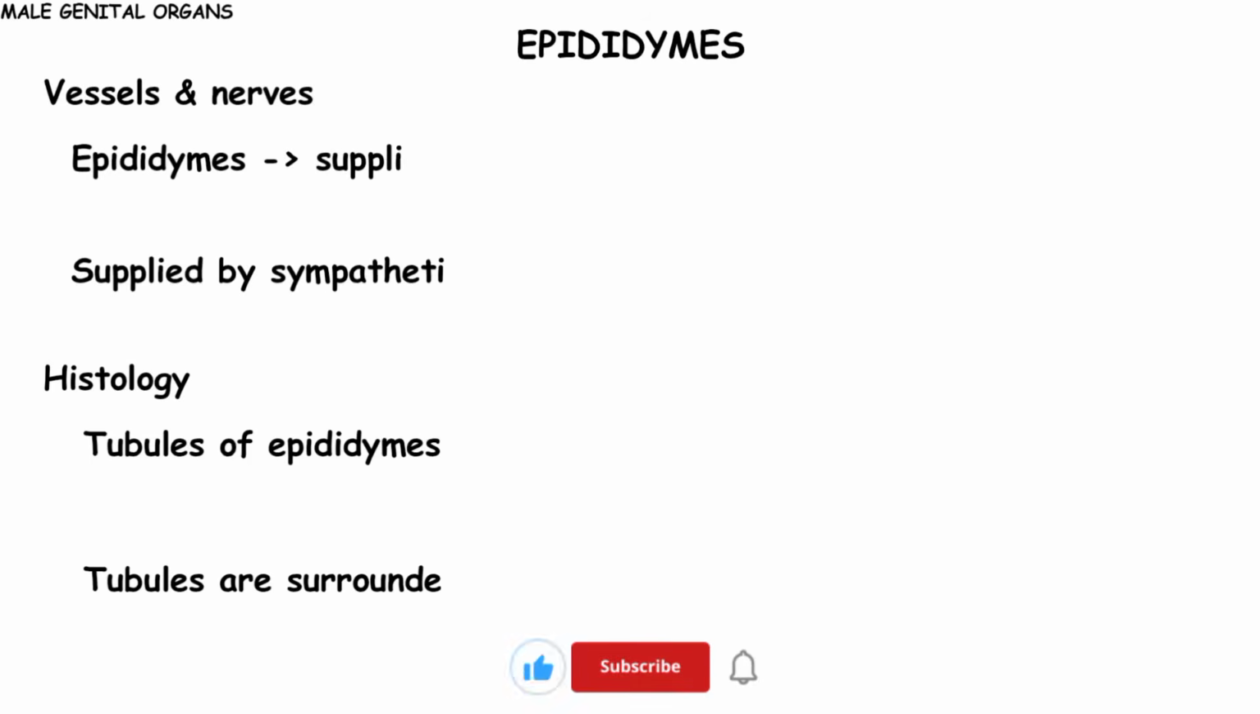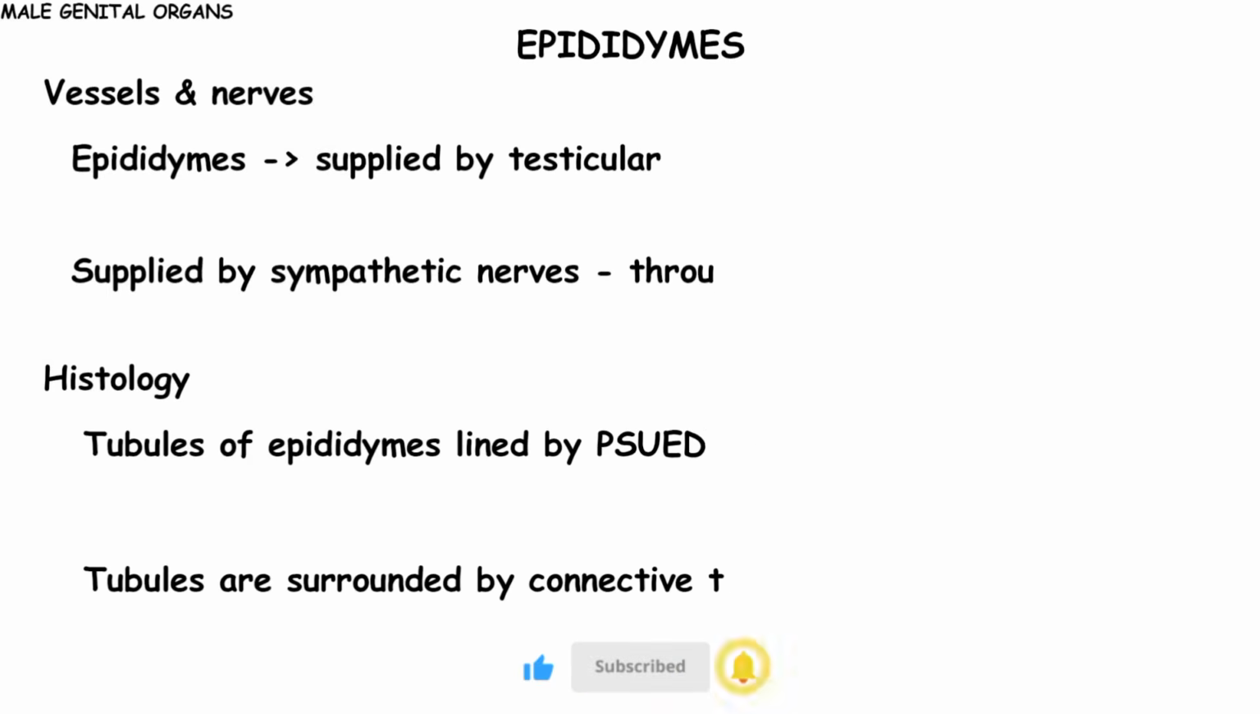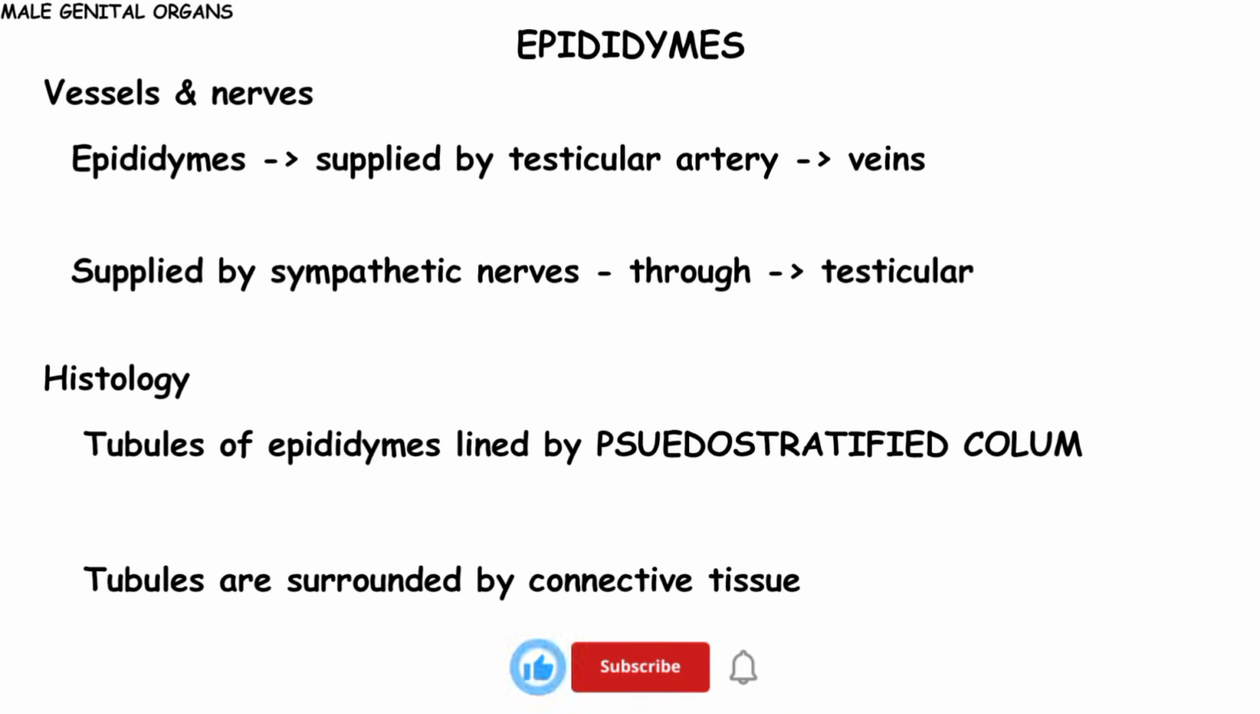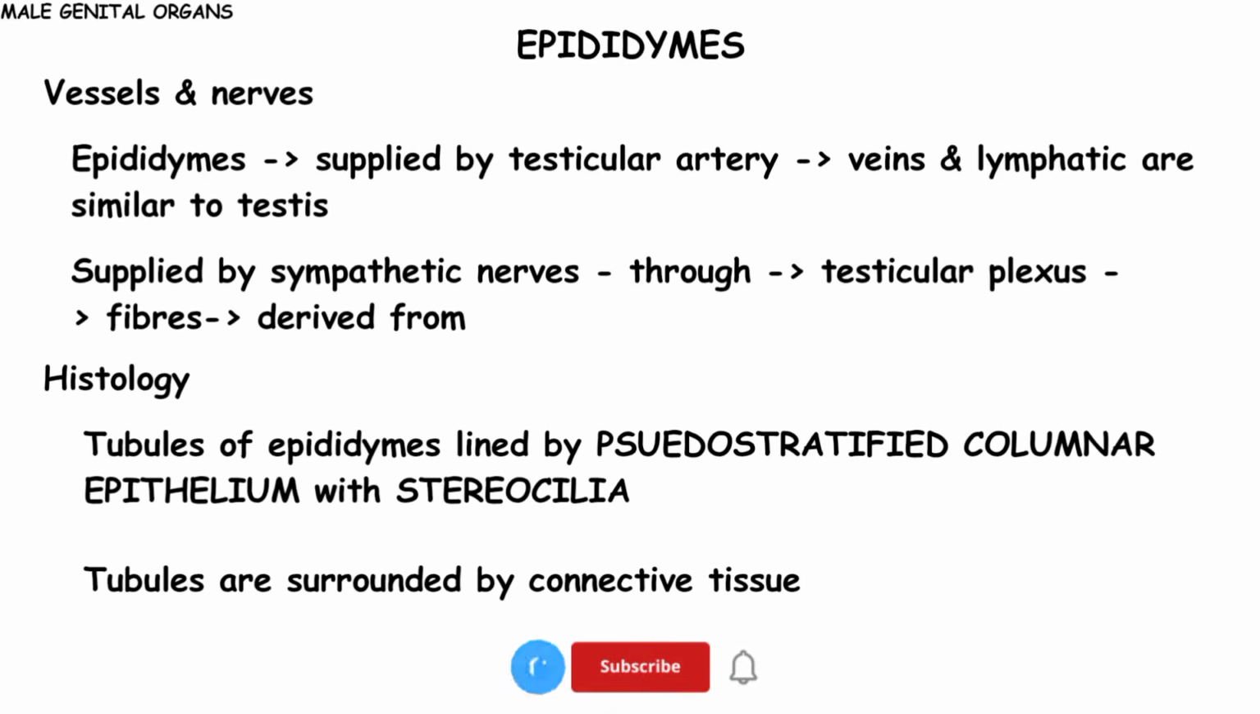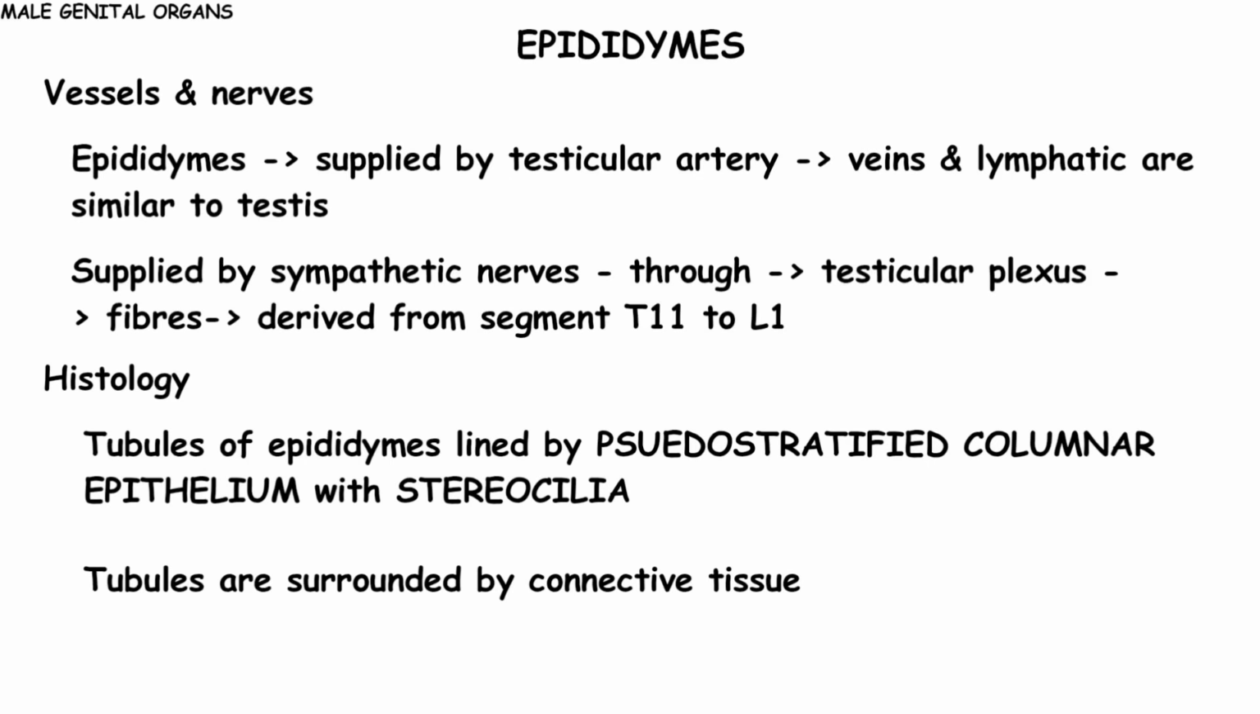Vessels and nerves of the epididymis. The epididymis is supplied by the testicular artery. Veins and lymphatics are similar to the testis. The epididymis is supplied by sympathetic nerves through the testicular plexus, with fibers derived from segments T11 to L1 of the spinal cord.